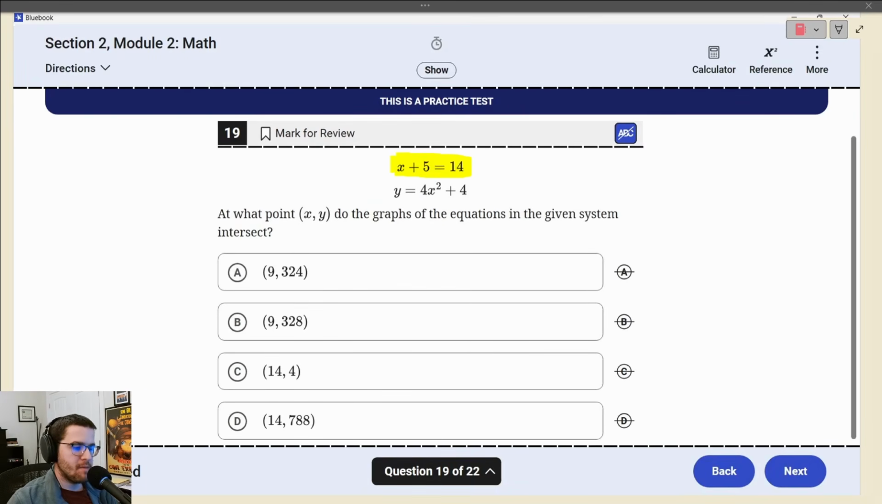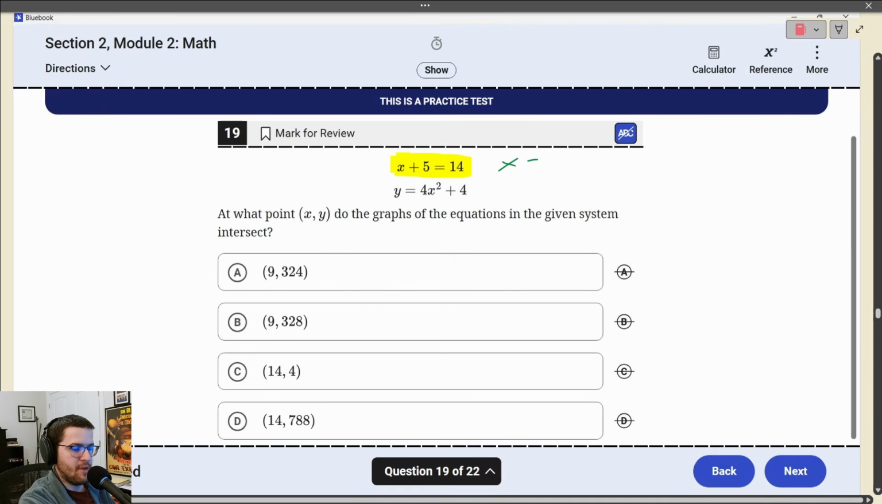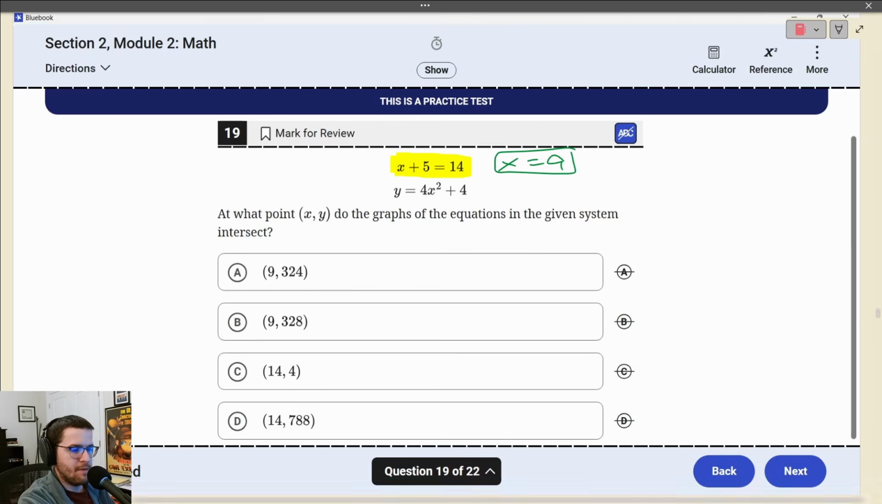Okay, question 19. We'll do it by hand first. I'm first going to focus on the equation that just has one variable, which is the one I highlighted in yellow, the top one. To solve it, we'll just subtract 5 from both sides, and we get x equals 9. Right away, we can see C and D are wrong. Now I'm going to substitute this into the second equation.